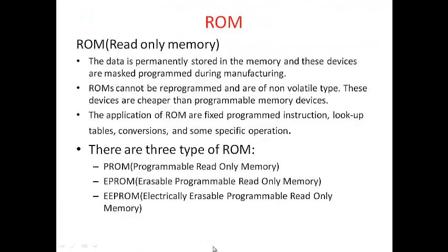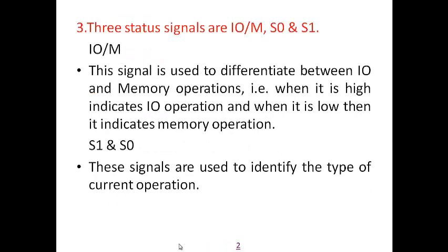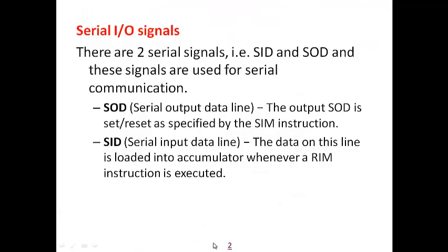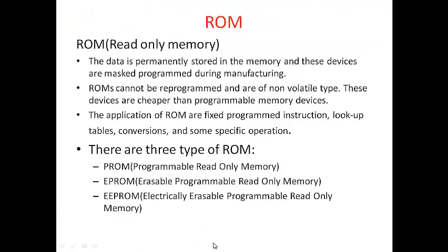So with this we have come across all the pins in your 8085. All these 40 pins we have seen. And the next part of today's session is memory. So memory, we have 2 types. One is read only memory and then random access memory.